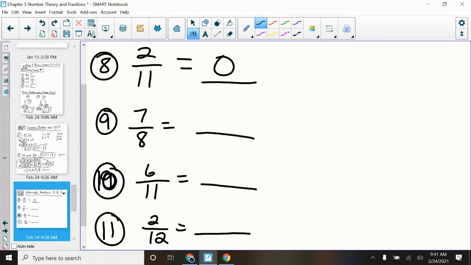So Brady, let's do this. Brady, 7/8 is closest to what? 1. It is. It's closest to 1. Brady, 6/11 is closest to what? 1/2. Good. Because 6 is about half of what 11 is. If 11 was 12, then 6 would be a half of that, right? What about 2/12, Brady? 0. That's another 0.